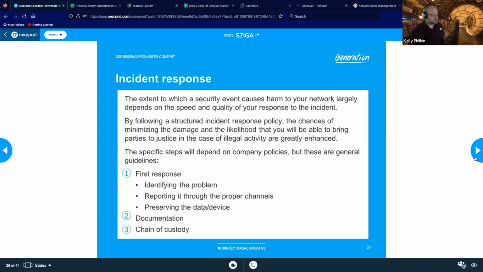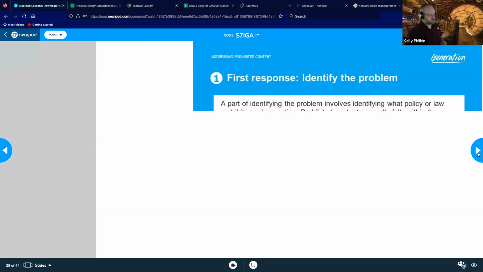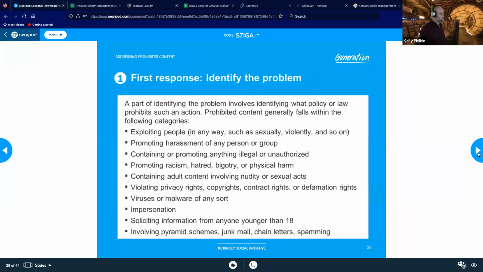So we'll talk about some various responses you can have. Not all of them are because of natural disasters. It could be due to criminal activity, all that kind of fun stuff. But general guidelines, you have your first response: identifying the problem, reporting it through proper channels, preserving data and devices, documentation, and then finally chain of custody. And that's prominently when you're dealing with illegal activity.